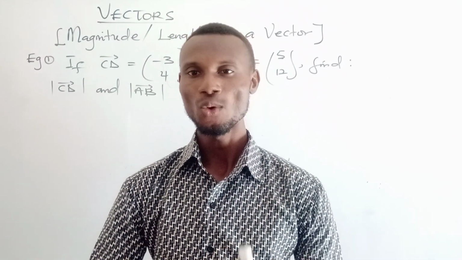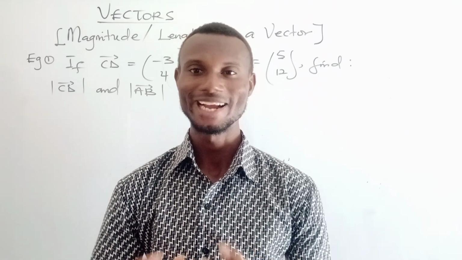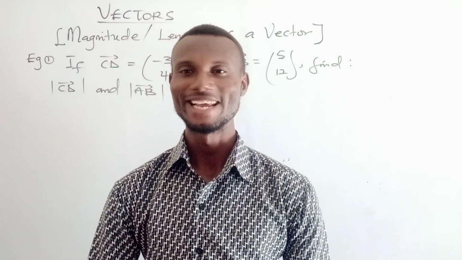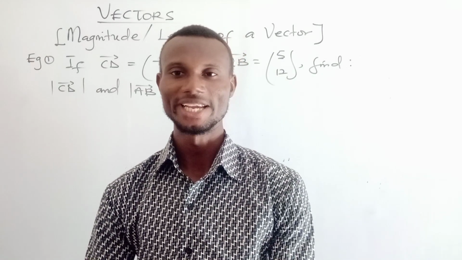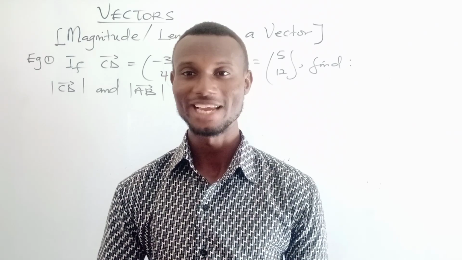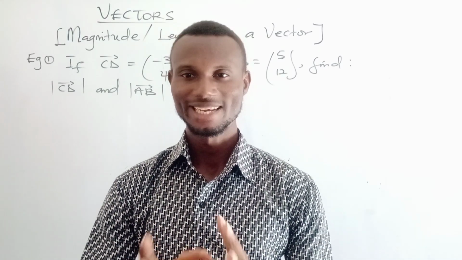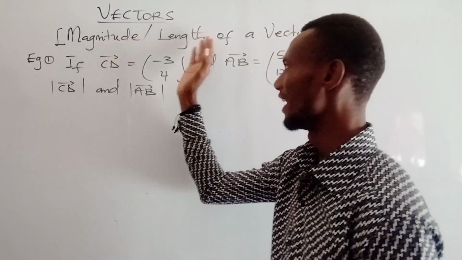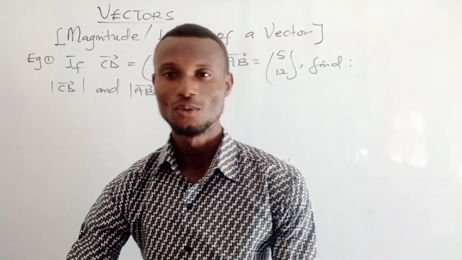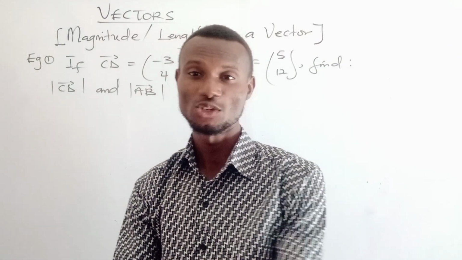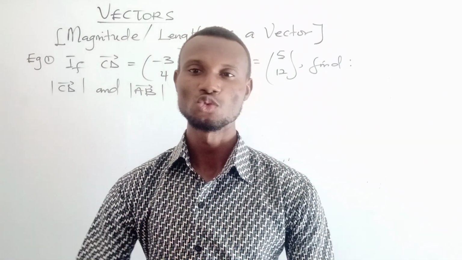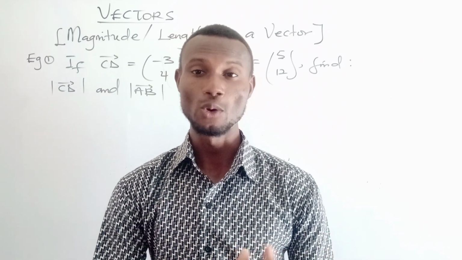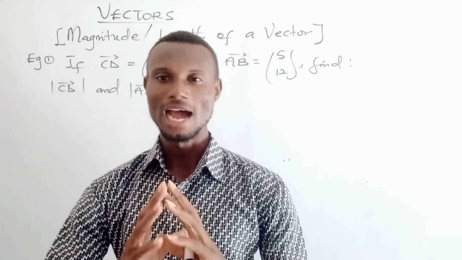Okay, so now when we speak of the magnitude of a vector, in simple terms, it just means the length of that vector. Again, the magnitude of any given vector is simply the length of that vector. So you can see that I've written magnitude or length of a vector, meaning that when you are being asked to find the magnitude of a vector, it's the same as being asked to find the length of that vector. I hope the explanation is clear enough up to this point.